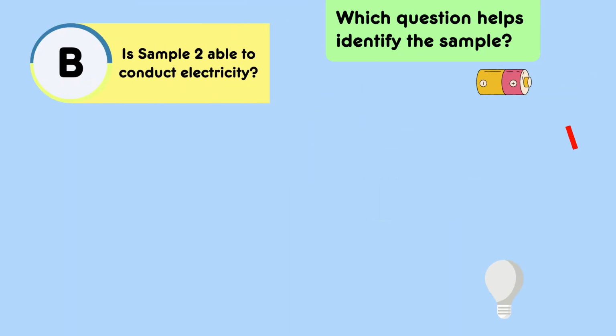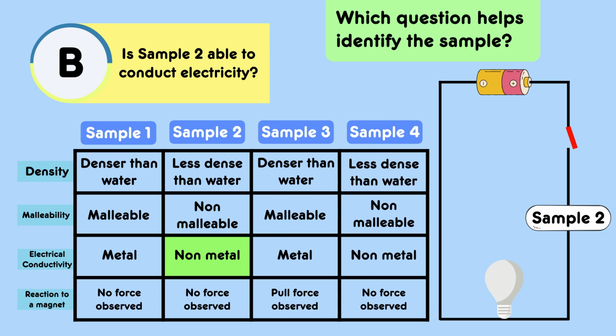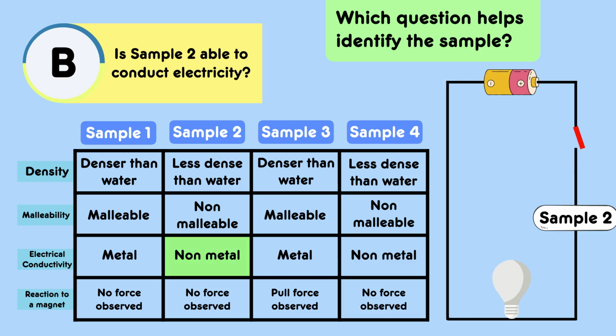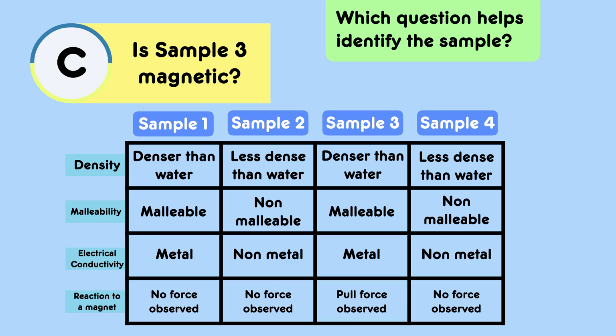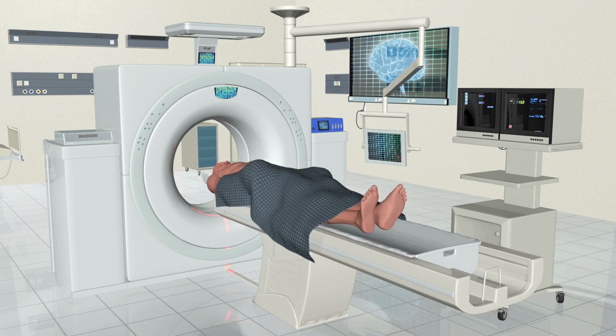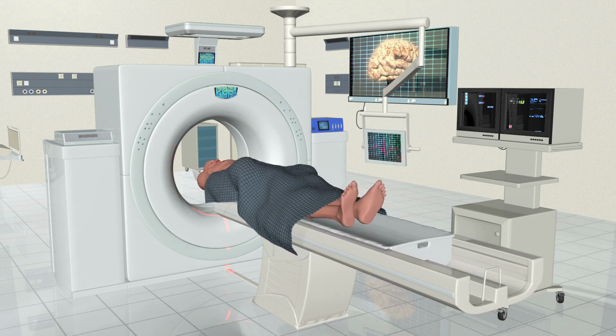Is sample 2 able to conduct electricity? Let's investigate. Review the table for the electrical conductivity information for sample 2. Now let's analyze. Determine the importance of conductivity in electrical and electronic applications. Answer choice C. Is sample 3 magnetic? Investigate. Check the table for the magnetic properties listed for sample 3. Now let's analyze. Discuss potential uses for magnetic materials in various industries.